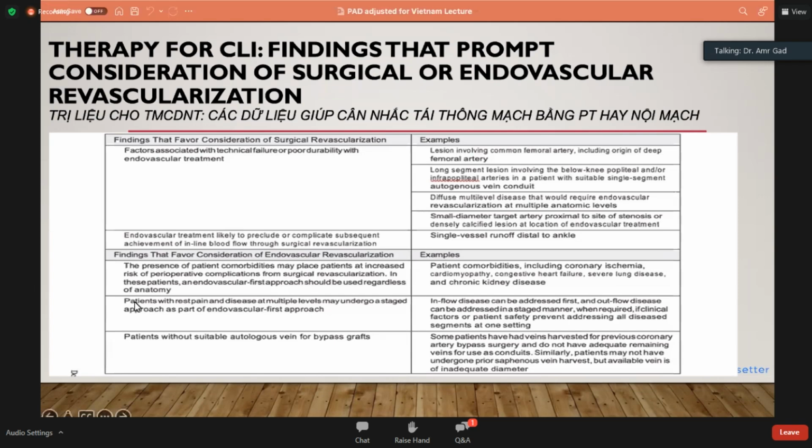On the other side, what is in favor of endovascular revascularization? A very old patient with multiple comorbid pathologies who cannot take anesthesia, so vascular surgery will be hazardous for him. So those patients are amenable to endovascular interventions.